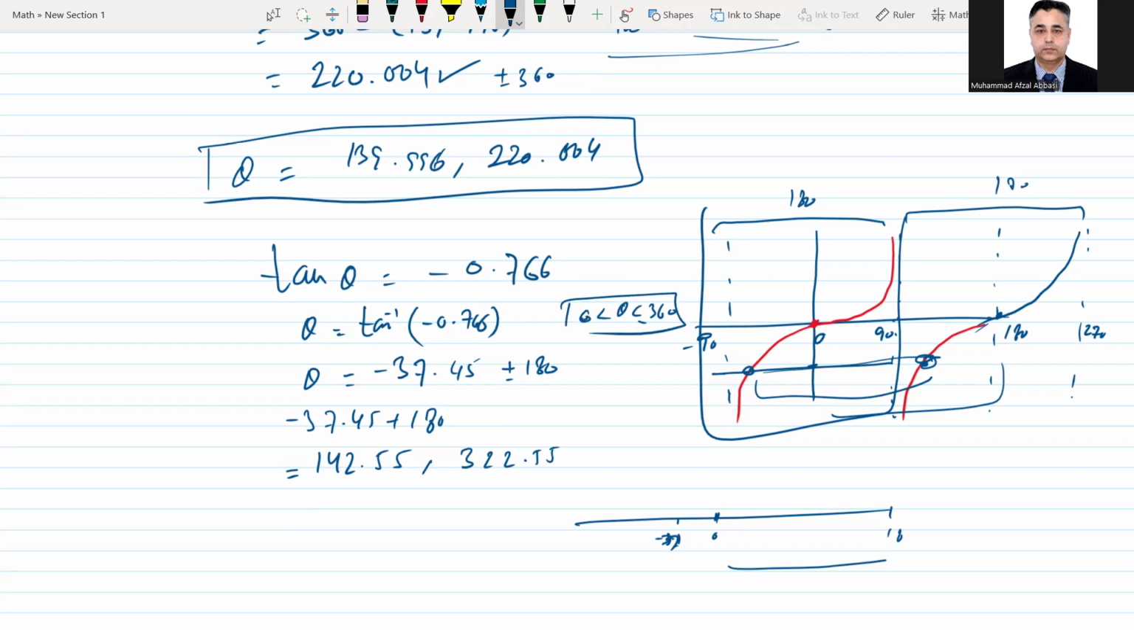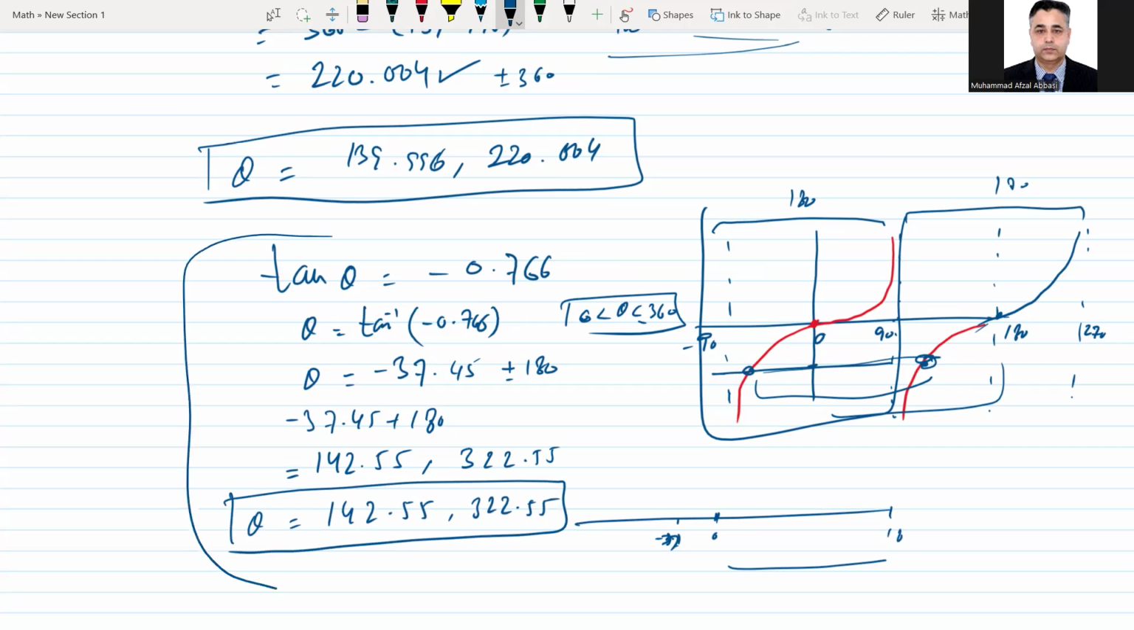If I add 180 again, of course, it will go out of the range because 180 plus 322 is something more than 400. So these are the total number of solutions possible in this interval. Therefore, theta is 142.55 and 322.55, and that is the solution of this equation.